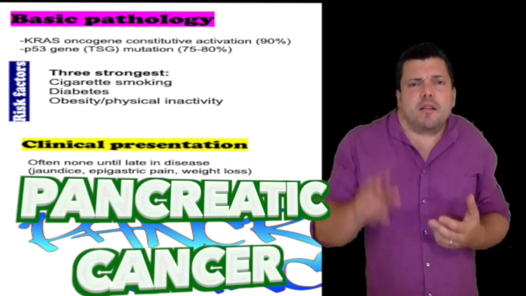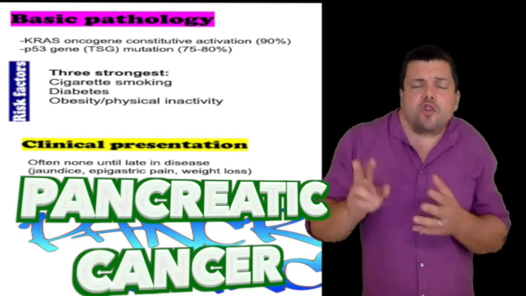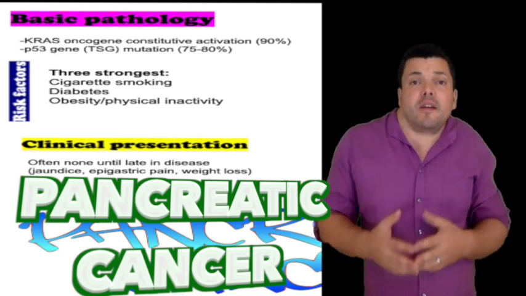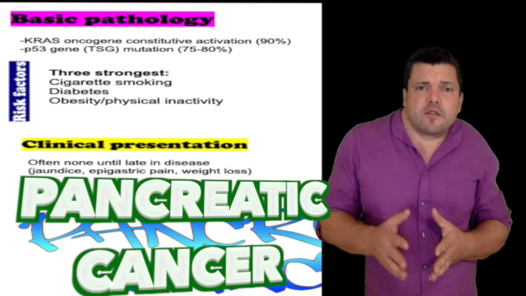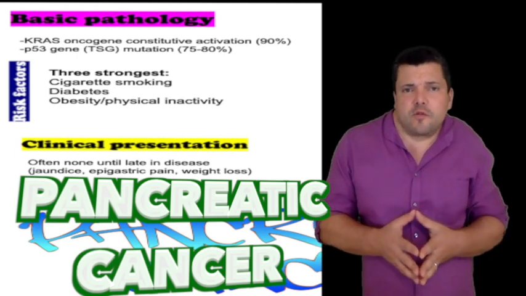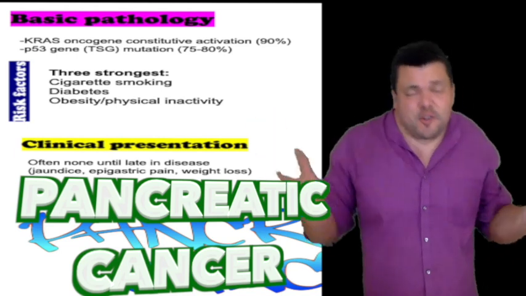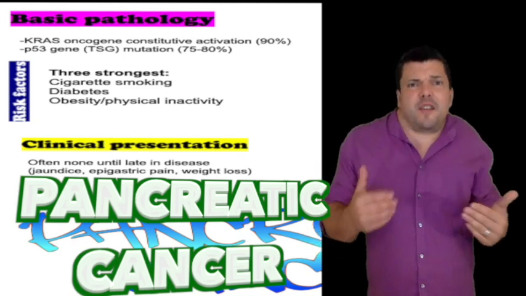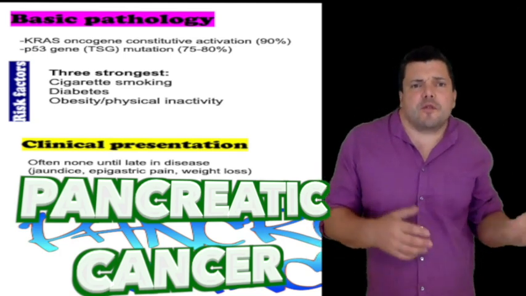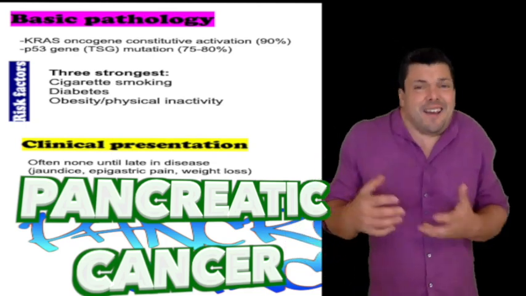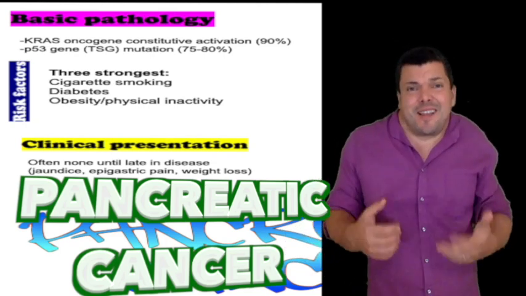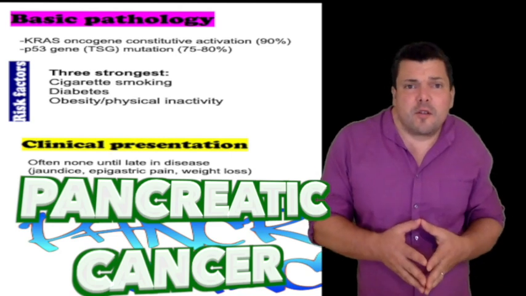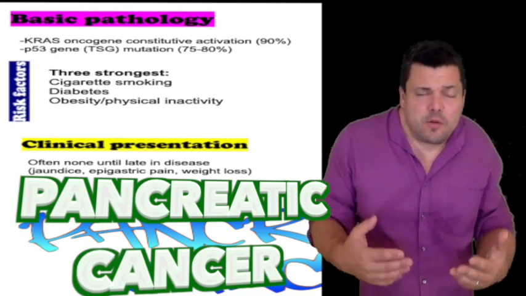I listed here the two most common genetic alterations, one to an oncogene called KRAS, Kirsten Rat Sarcoma gene. Horrible name, but geneticists have a horrible sense of humor. KRAS is an oncogene, and in roughly 90% of pancreatic cancers, this particular oncogene kind of behaves just like ALK-EML4 in lung adenocarcinoma. It's constitutively activated.